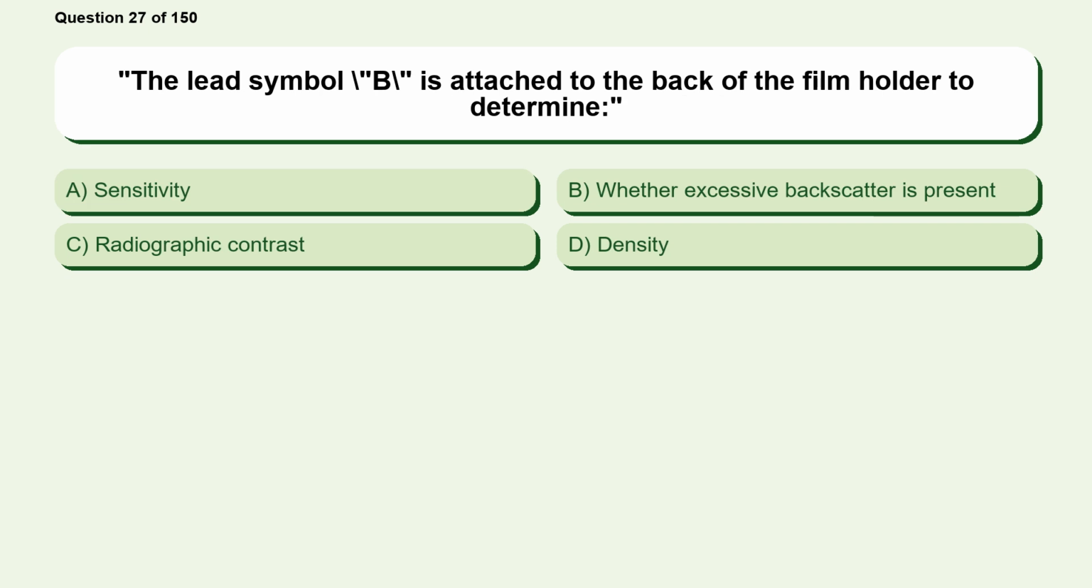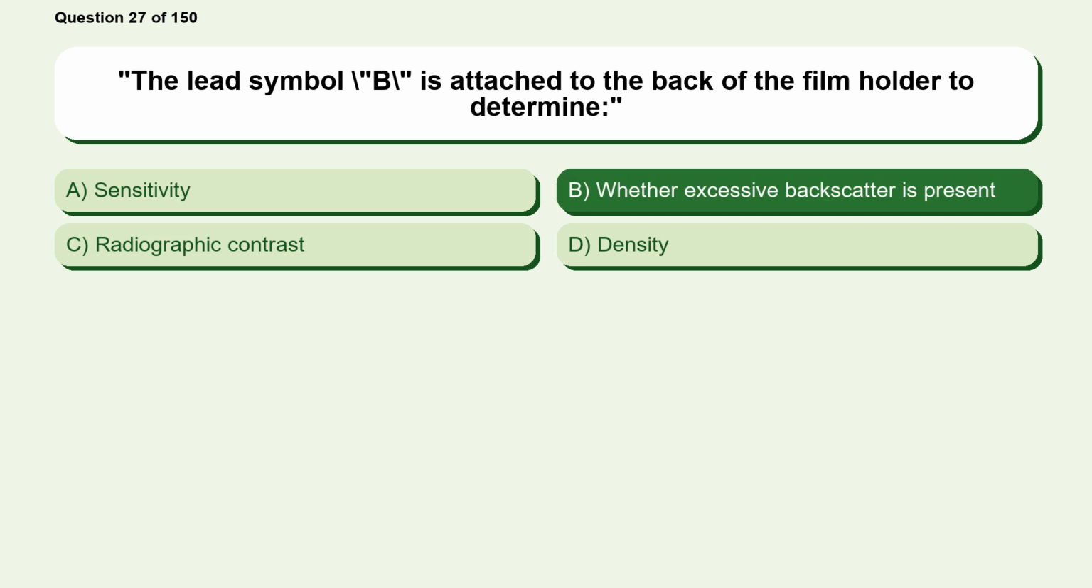Question 27. The lead symbol B is attached to the back of the film holder to determine Option A. Sensitivity. Option B. Whether excessive backscatter is present. Option C. Radiographic contrast. Option D. Density. The correct answer is Option B. Whether excessive backscatter is present.